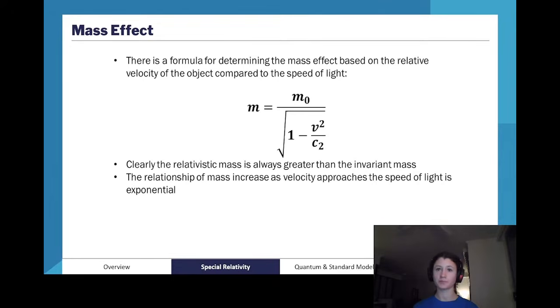So, we actually have a formula for determining the mass effect based on the relative velocity of the object compared to the speed of light. So, as you can see, we have m, the relativistic mass, is equal to the rest mass m0 divided by the square root of 1 minus the velocity of the object, v squared, divided by c, the speed of light, squared.